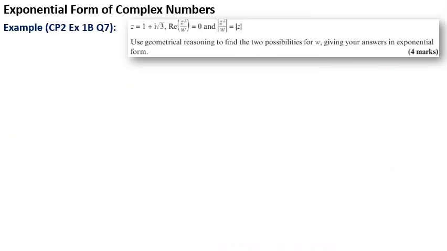Here's another example I want to try. This one's question 7 from the same exercise. They've given us some clues about the complex number w, and they've asked us to find the two possibilities for w, giving your answers in exponential form.